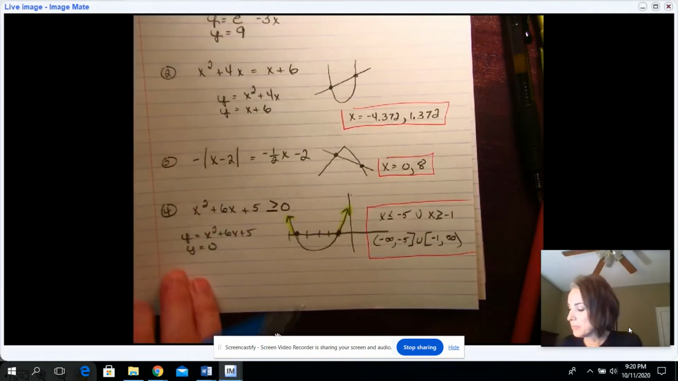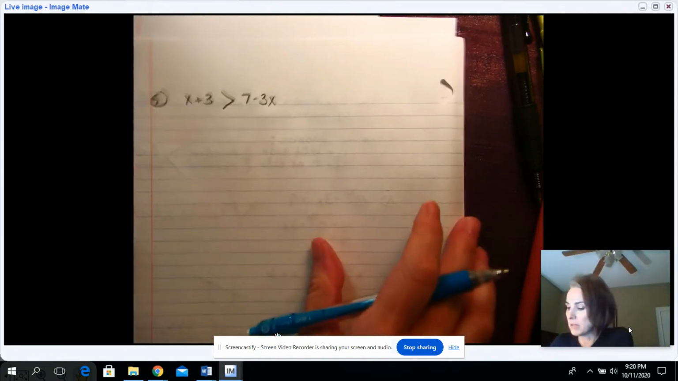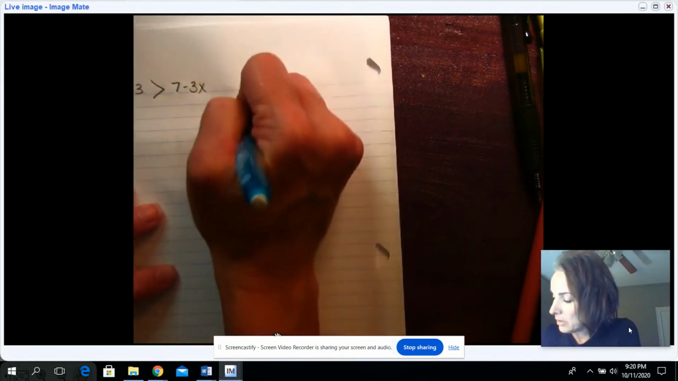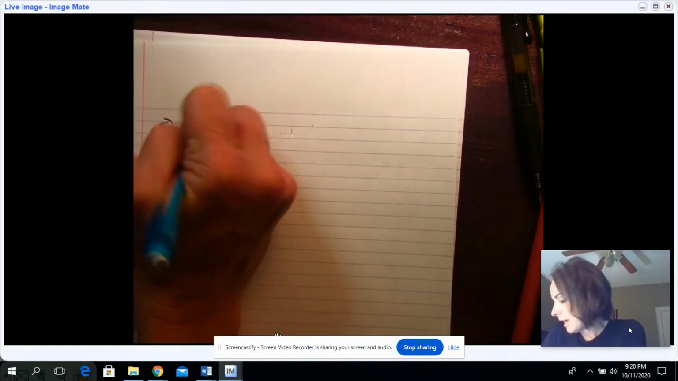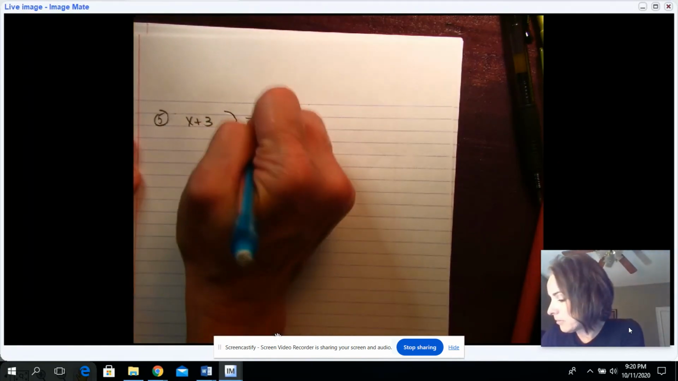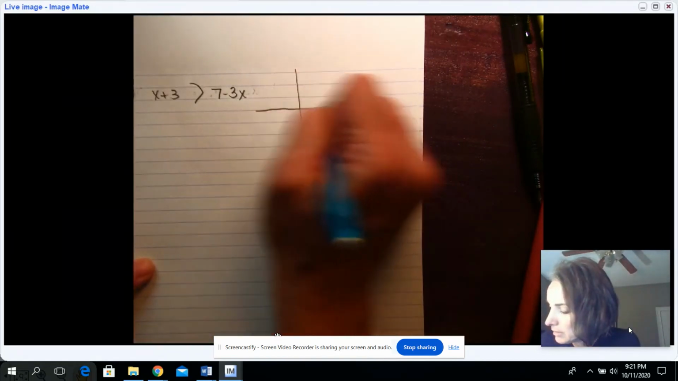Next one, number 5. X plus 3, when is that greater than 7 minus 3x? I'll just show you what it looks like. Let's do a whole new page. All right, so number 5, sorry. X plus 3, when is that greater than 7 minus 3x? All right, so here's what this one looks like.